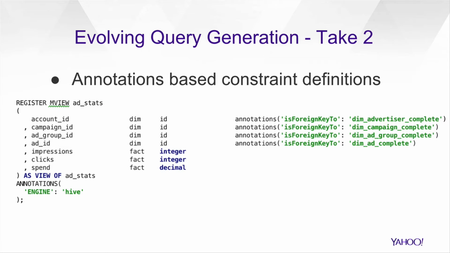We also wanted to add the ability to easily define constraints at the column level as well as at the table definition level. So we added annotations. As you can see, we have an annotation here to define foreign key constraint on dimension table for all our dimension entities. And we also have a table annotation that tells us to use the Hive engine for this definition.